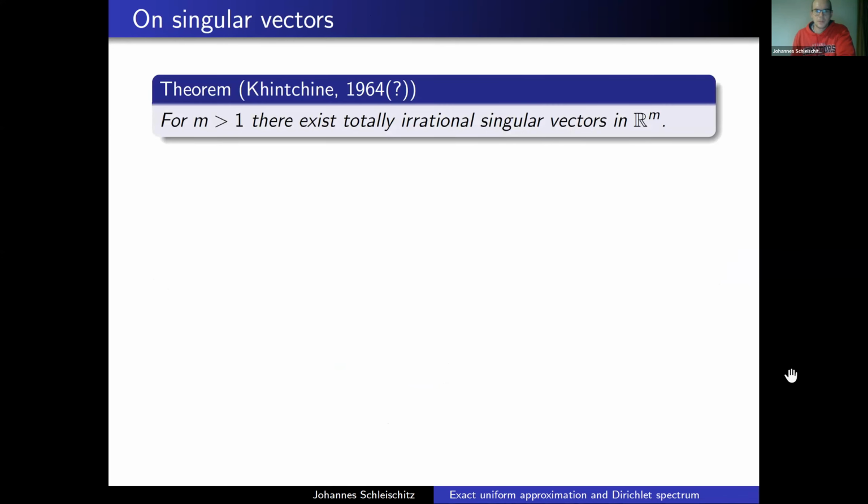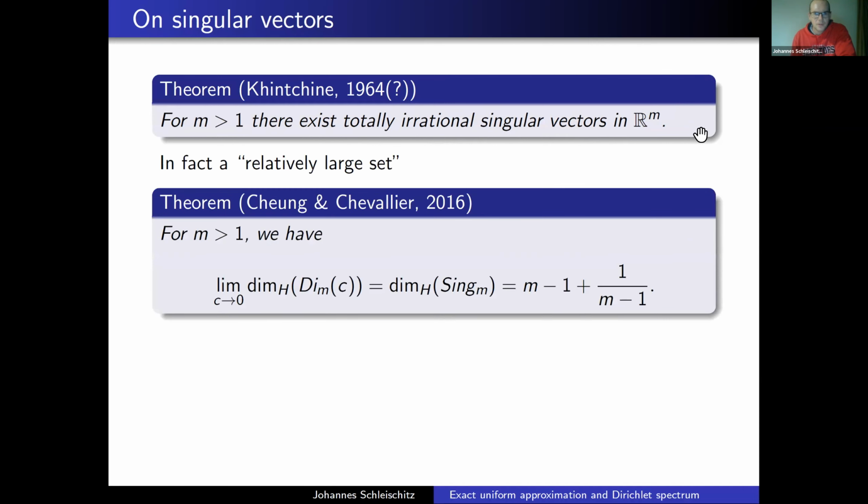Totally irrational here means that the coordinates of the vector are linearly independent together with 1. So it is the classical setup in Diophantine approximation, that you don't want the vectors to lie in some rational subspace. But there exist many singular vectors which are not in such subspaces. Maybe this has been known before, but I think this Khinchin reference is correct, at least from the 60s. And much more recent is a metrical result, that the exact dimension is known. Well, I think Khinchin's reference should be in the 20s.